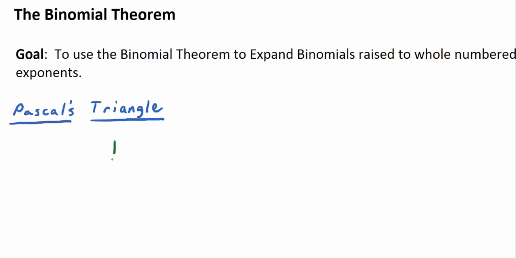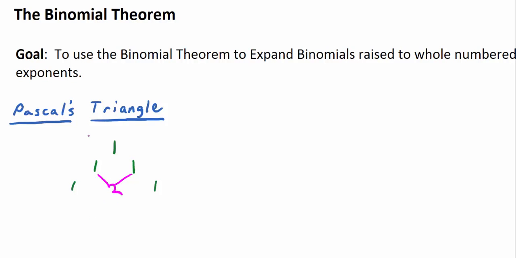Now it's not a geometric triangle. It's a triangular organization or set of numbers. We start on the outside of the triangle with some ones. And then to get the numbers on the inside, you remember what you do? You add the numbers diagonally above to get the number down here.